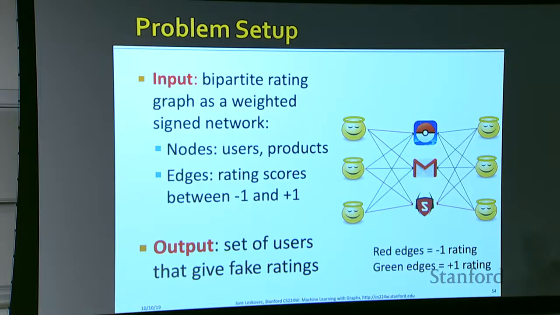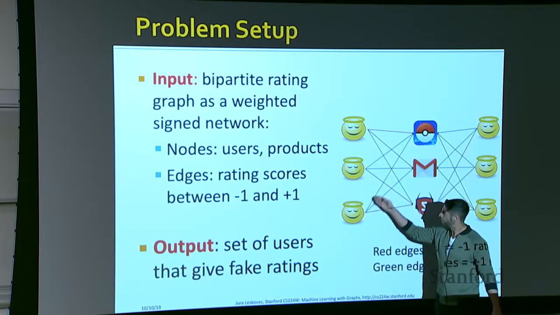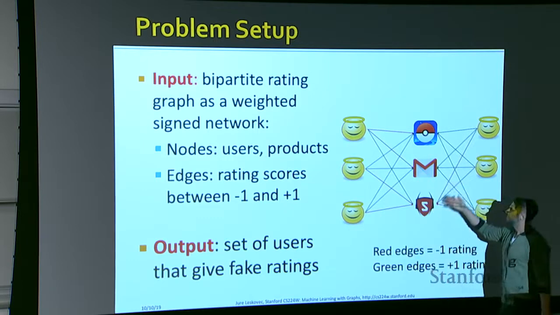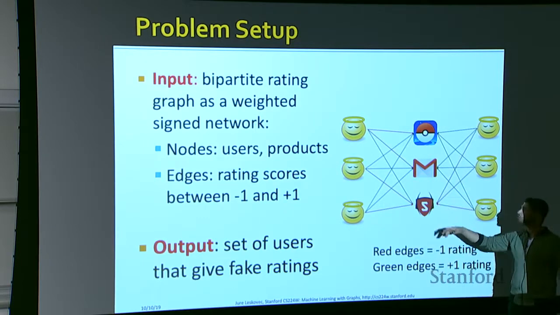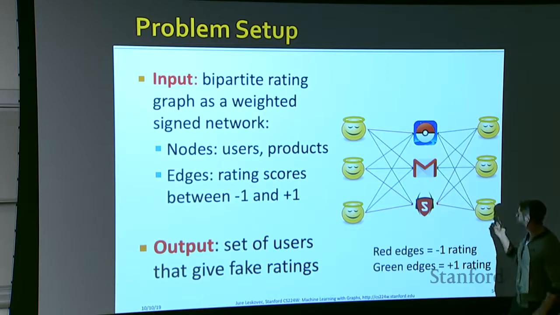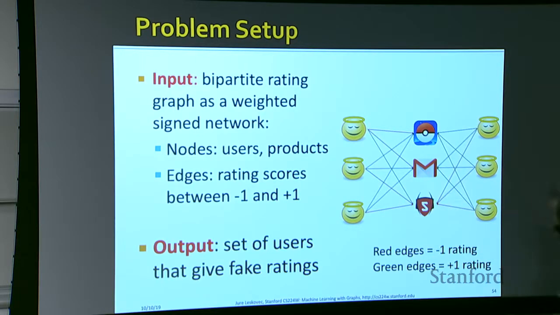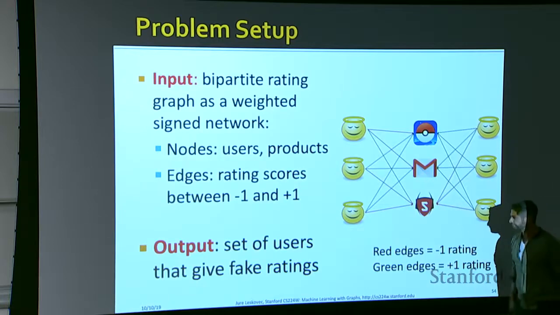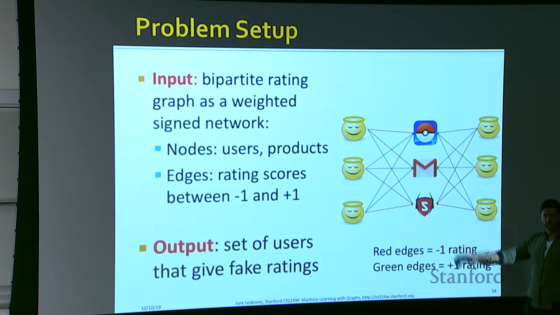Now, one advantage in this case is that we can represent our graph as a bipartite graph. Okay, it's a bipartite graph because we have users on one side, and in this case, this is a generic app store where you can download apps for your smartphone. So these users are leaving reviews for the different apps. Okay, Gmail, Pokemon, and a malicious app. So what we want as an output from our algorithm is the set of users that are giving fake ratings because we want to kick them out of the system. And we can represent this as a signed network. So our red edges will be the negative reviews, and our green edges will be the positive reviews.